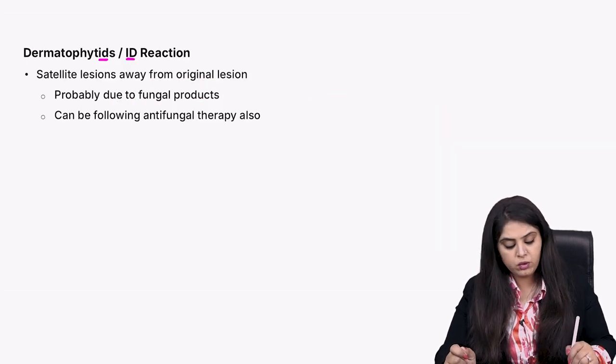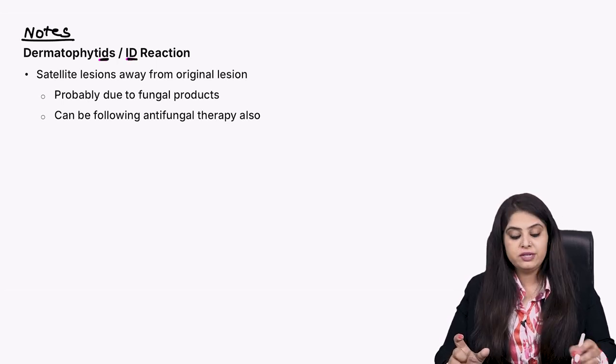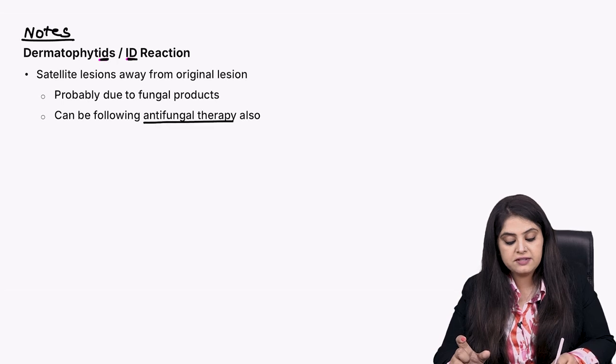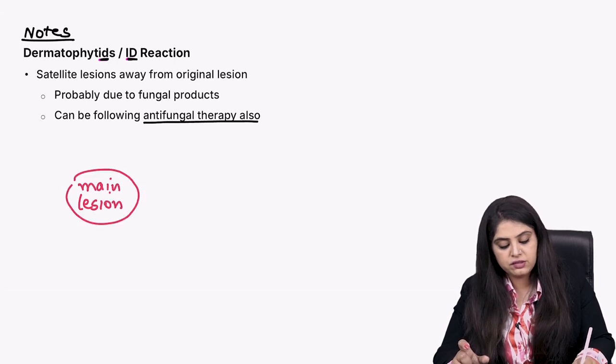One last thing before we go on to the treatment. What is something known as dermatophytids? If I read dermatophytids, it is the ID reaction. So this is usually seen when you start giving antifungal therapy. Let's assume that this is the main lesion of the person, whatever fungal infection that person had. So this is the first lesion.